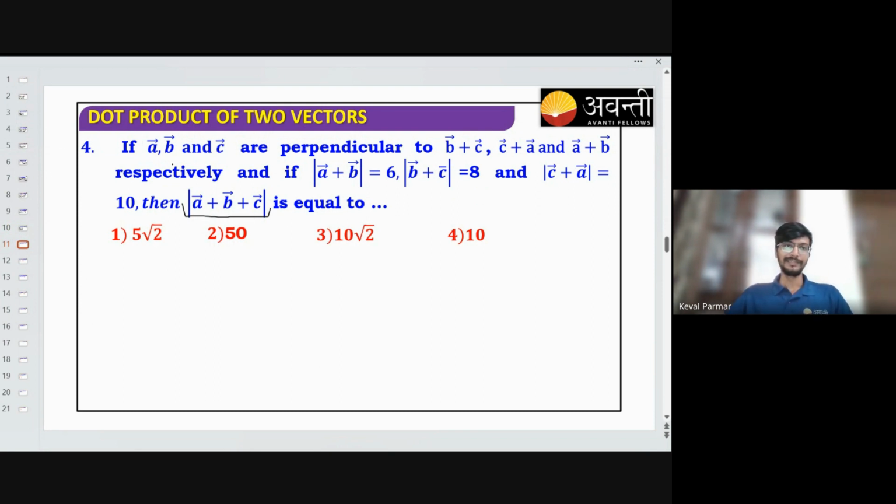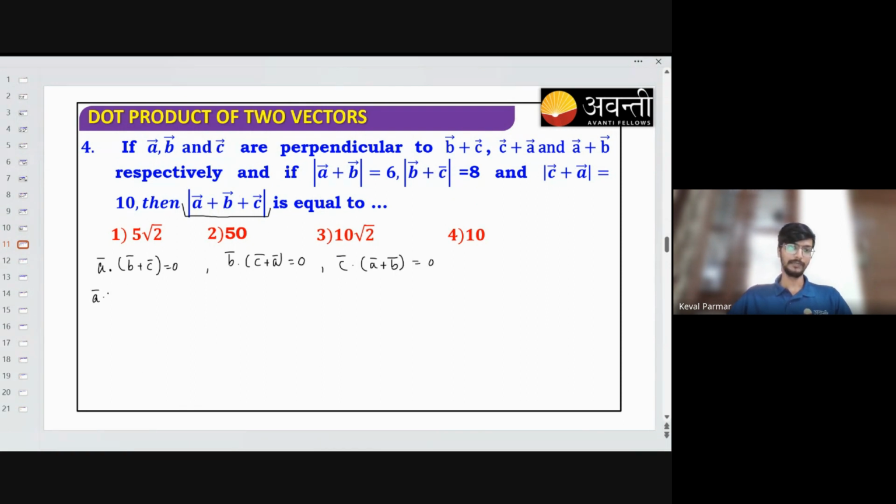So, read the first statement. A vector dot B vector plus C vector is equal to zero. Why? Because they are perpendicular. B vector dot C vector plus A vector is equal to zero. And lastly, C vector dot A vector plus B vector is equal to zero.